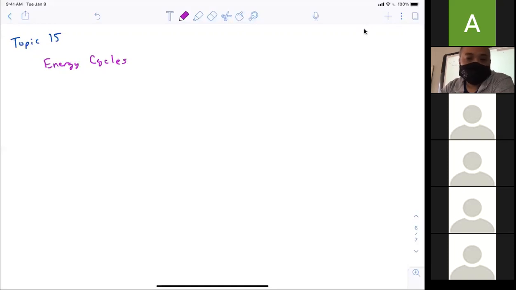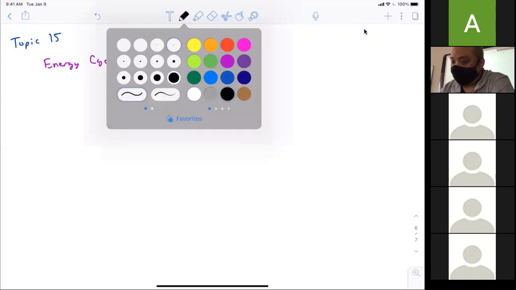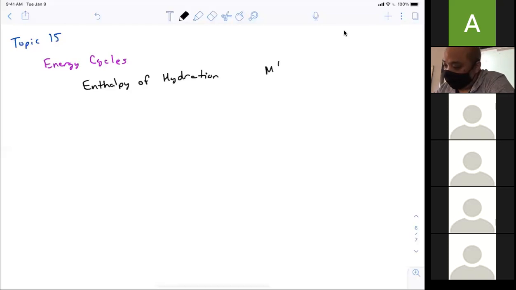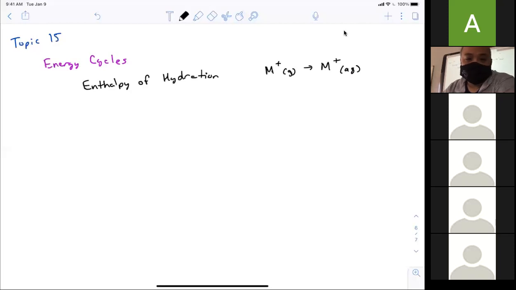And so here you have a couple of different new enthalpies. Enthalpy of hydration is essentially the gaseous ion going to aqueous, where the water is surrounding the gaseous ion and dissolving it into the water.